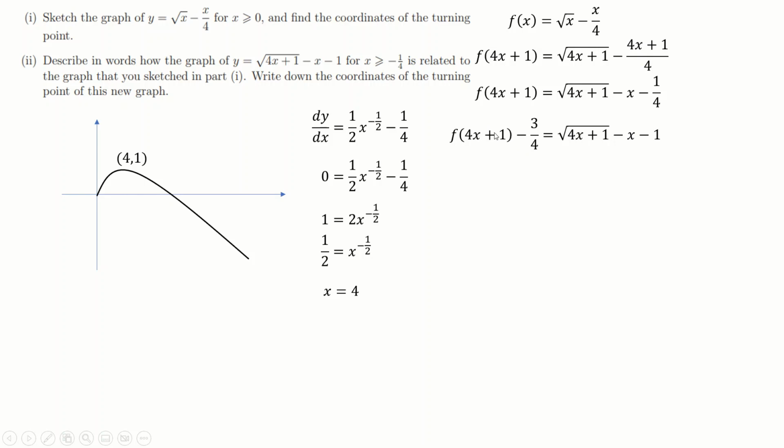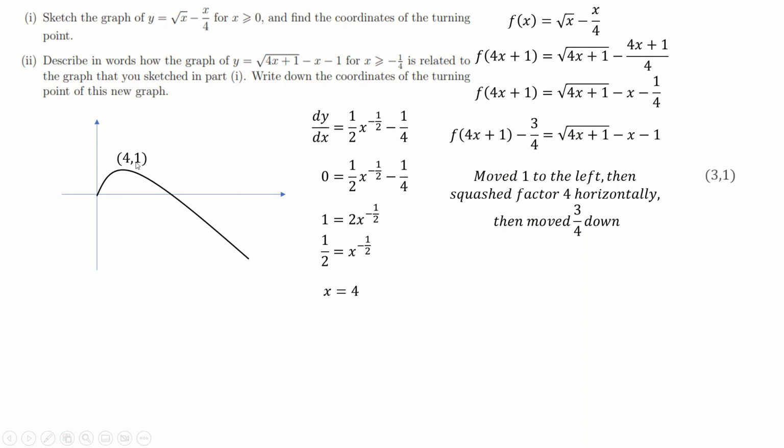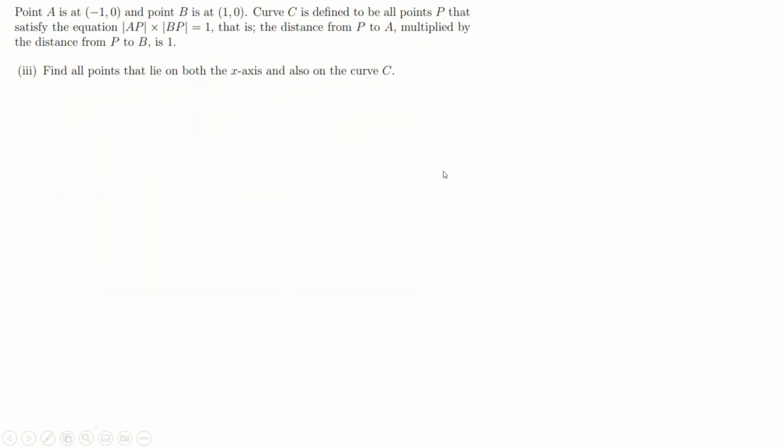Yeah, that shifts it 1 to the left, doesn't it? Then you compress it 4 times horizontally. Then you shift it down 3/4. So we shift this 1 to the left, which takes it to 3, 1. We then compress it by a factor of 4 horizontally, which makes that 3/4. Again, that doesn't change, so it's 3/4, 1. And then we move 3/4 down from here to get 3/4, a quarter. Don't ask me why we do it in this order, because I honestly don't know.